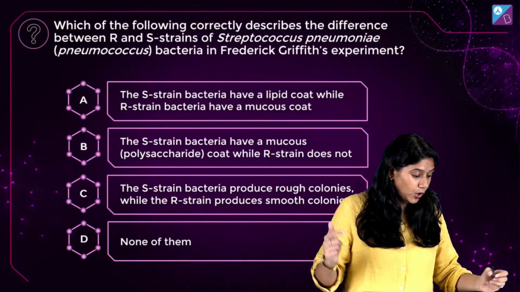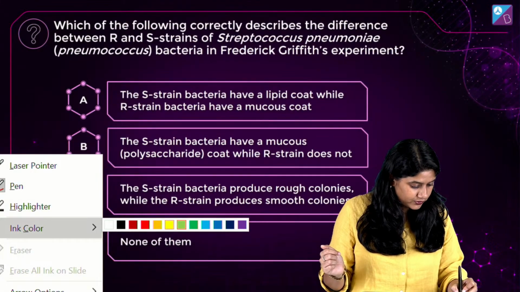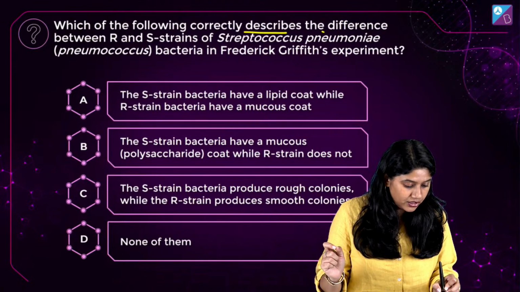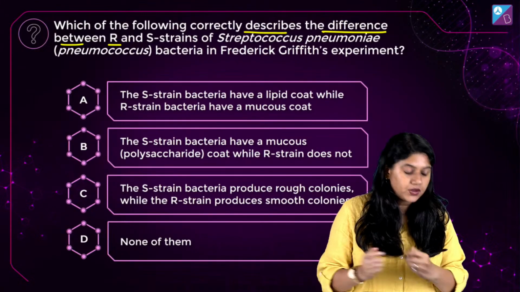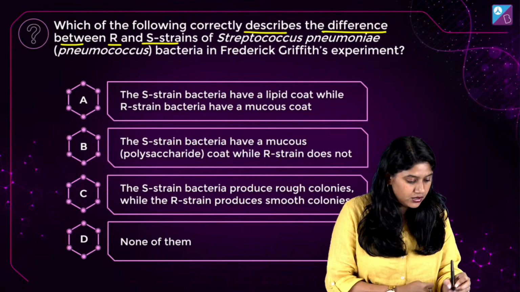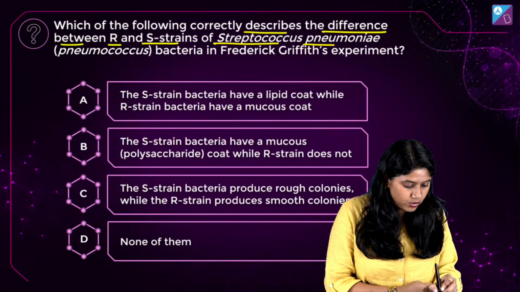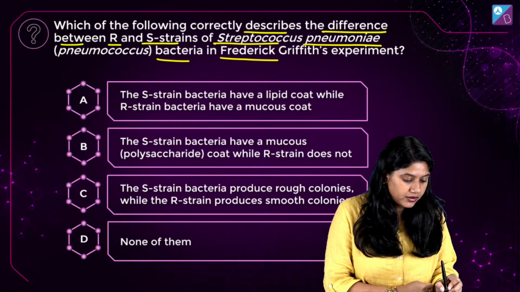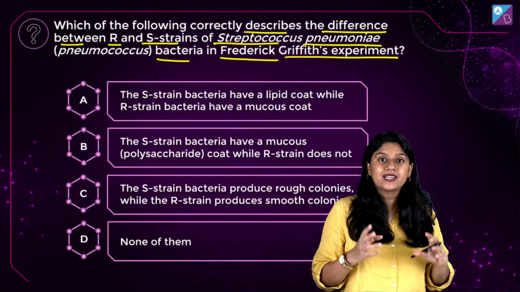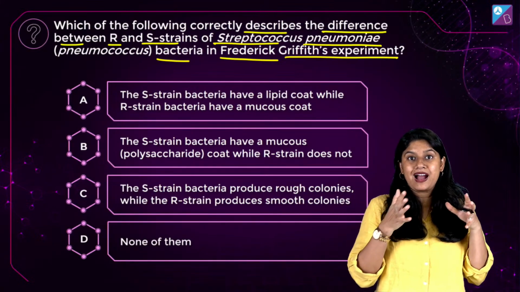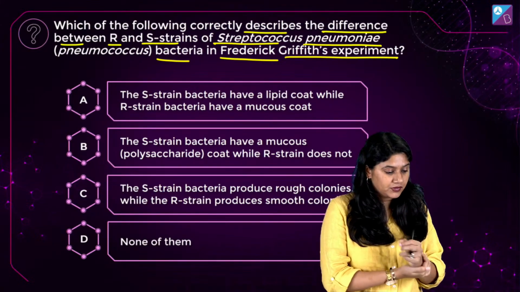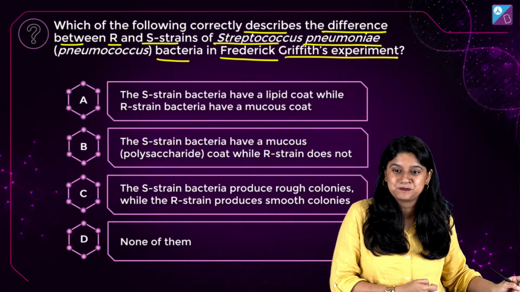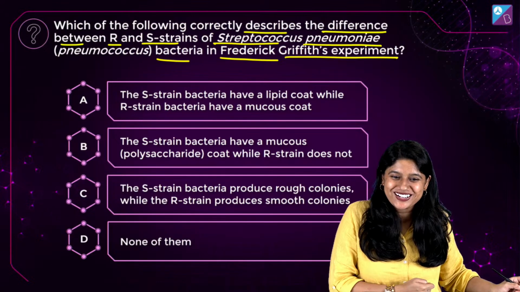Okay. One more question, everyone. Please do read the question carefully. And here we have, which of the following correctly describe the difference between S and R strain of Streptococcus pneumoniae, right? Bacterium in the Frederick Griffith experiment. What is a difference between R strain and the S strain? Yes, very good. I can see one correct answer, two correct answer. Now, of course, I can see a lot of correct answers.